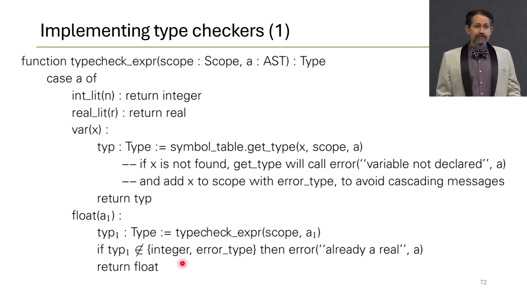If we don't get an integer type back, then we already have a real number, and so we'll issue an error. We'll return type regardless for the type of the float. Now, of course, the type from type checking the sub-expression could have been an error if there was an error there. In that case, we also just assume we have a float and we go on.